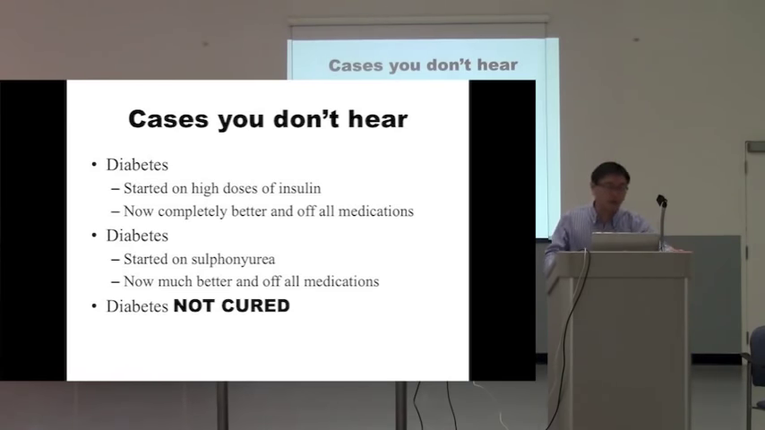For instance, if you have a diabetic and they start on a lot of insulin, you never hear that, oh, I started all this insulin, now I'm great. I'm off all my insulin. That doesn't happen, right? It's the same with drugs, right? Metformin, sulfonylureas. Nobody says, oh, I started the sulfonylurea, now I'm doing great, I stopped taking everything and my sugars are fine. In these cases, diabetes is not cured. In fact, it tends to get worse over time. When you treat people with insulin, with medications, they tend to get worse over time.